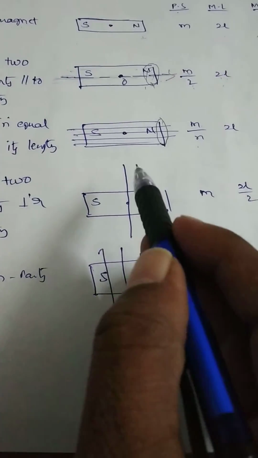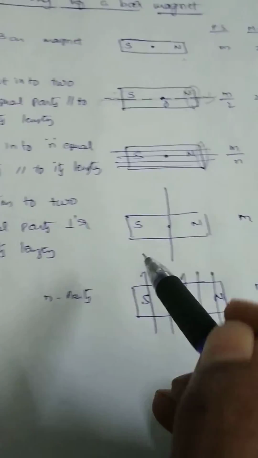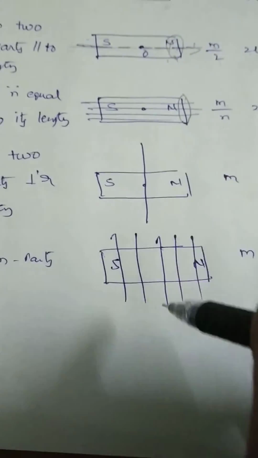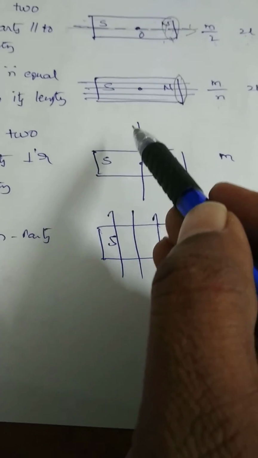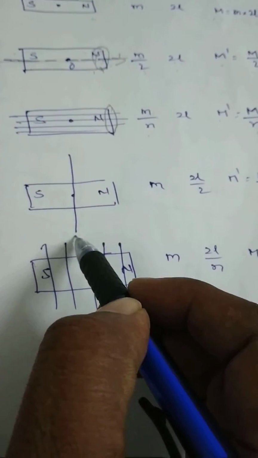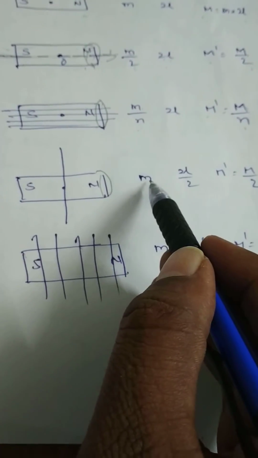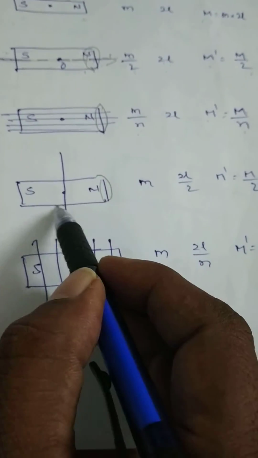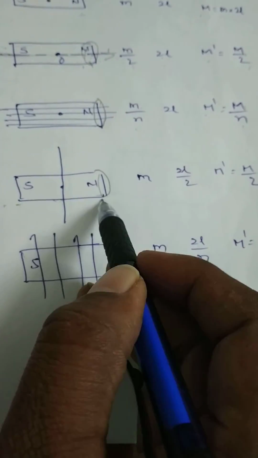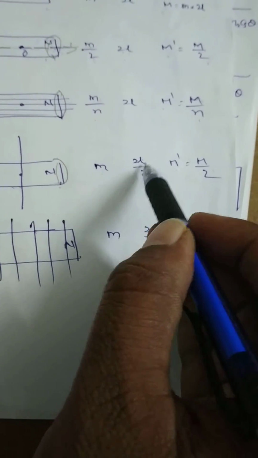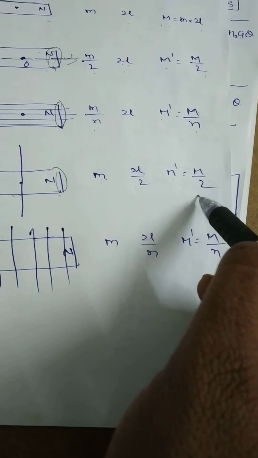Let the magnet be cut into two equal parts perpendicular to its length, like this. And this is the length. While the magnet is cut into two equal parts, there is no change in the area of cross section of the pole, meaning the pole strength remains the same. But the length of one part is equal to half of the total length, meaning 2L by 2. Magnetic moment of each part, M dash, is equal to small m into 2L by 2. Small m into 2L is equal to capital M, the original magnetic moment, so it is M by 2.